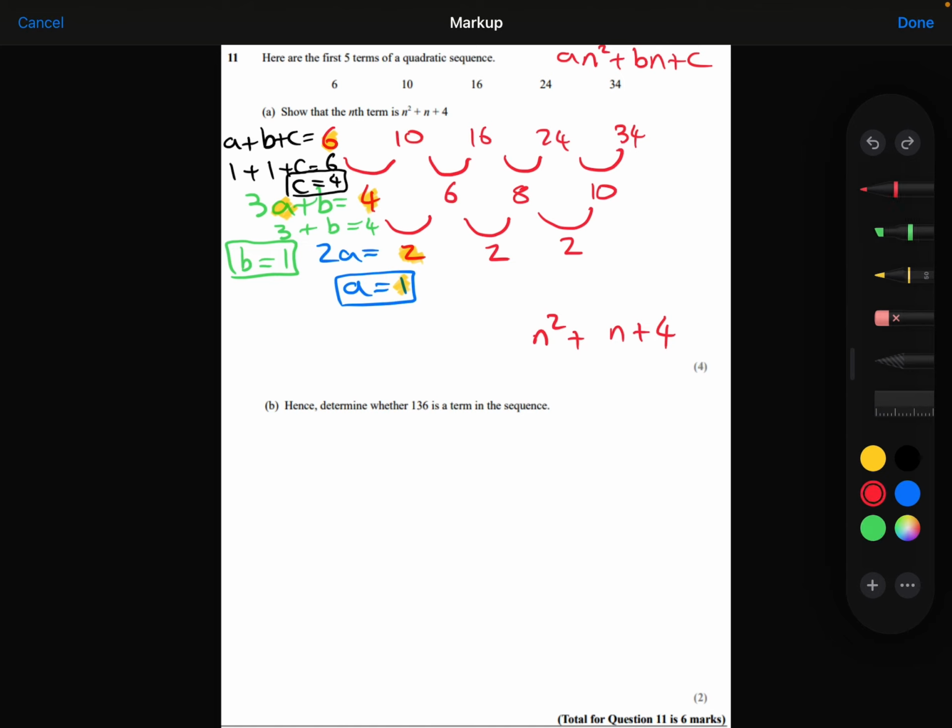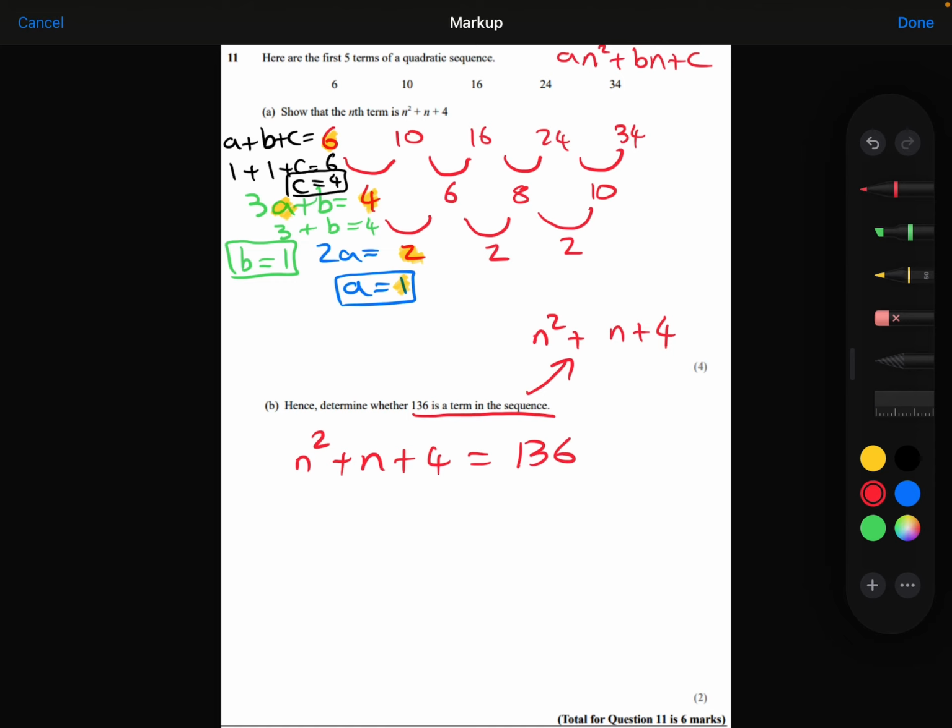For part B it says hence determine whether 136 is a term in the sequence. Well, if 136 is a term in the sequence, then n squared plus n plus 4 should equal 136 at some point.